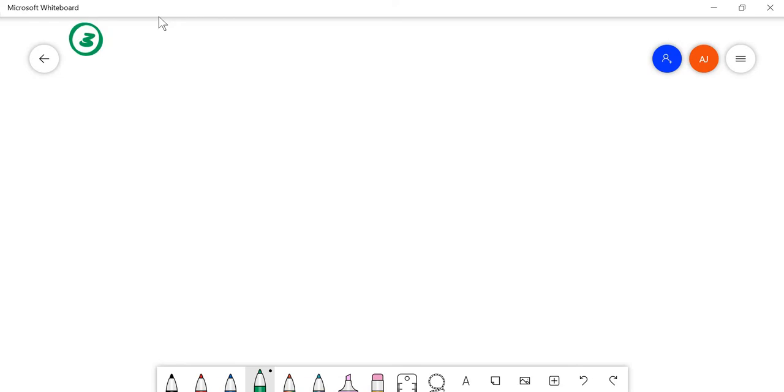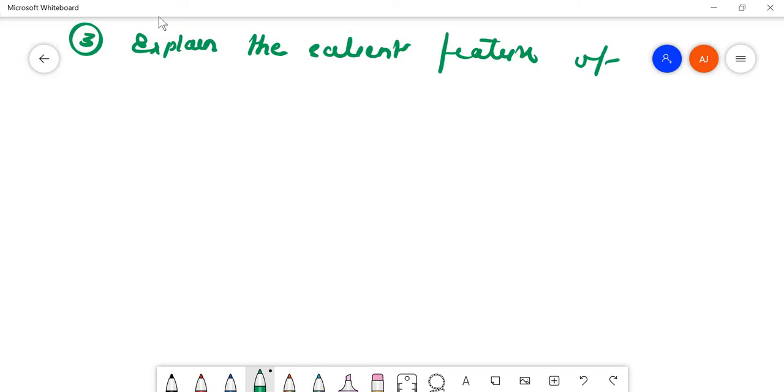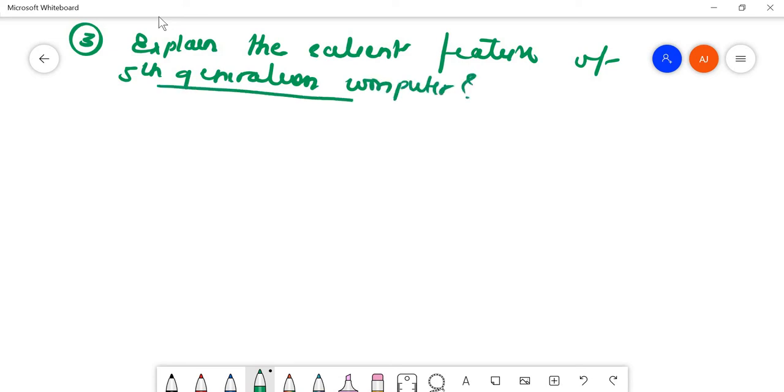Question number 3: explain the salient features of 5th generation computer. No need to study this because generation of computer is out of syllabus. We have generation of language. So I'll not solve this question.